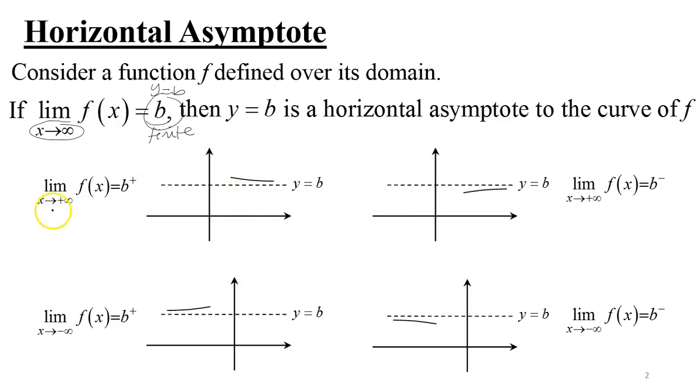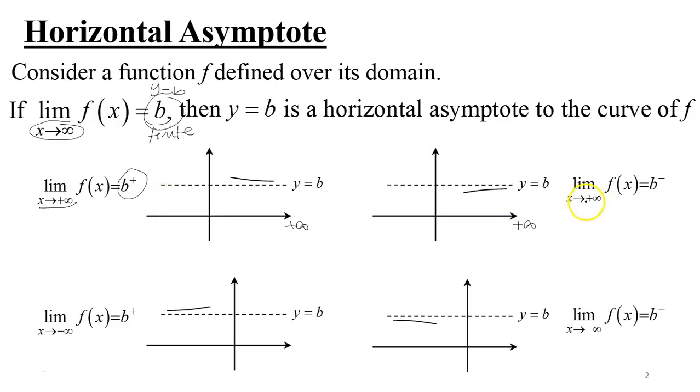Now, in case you have the limit at positive infinity, it means that the curve approaches y equals b at positive infinity. And in case the curve is located above the line y equals b, then y would in fact be slightly greater than b, and greater than b would mean that the limit would be b plus.